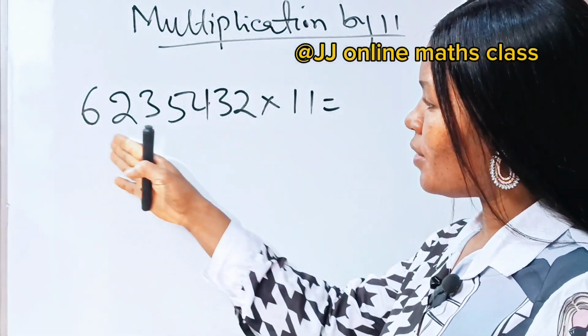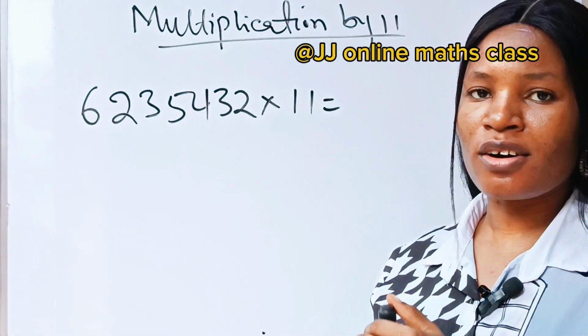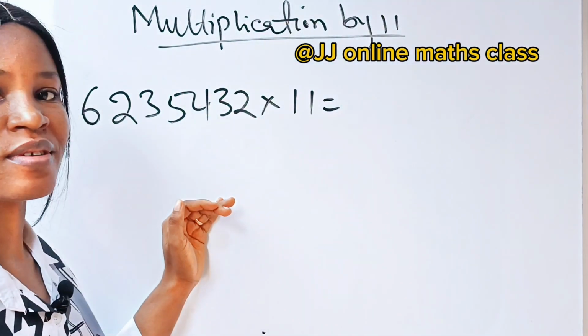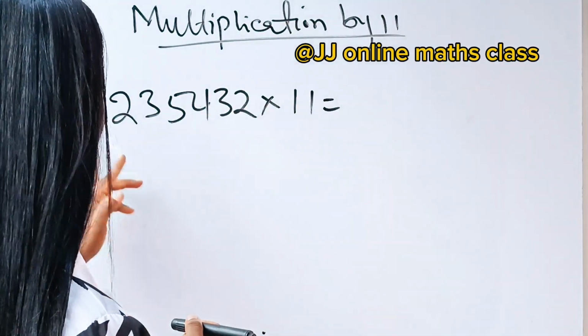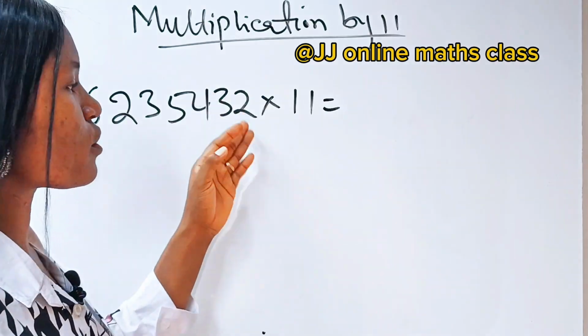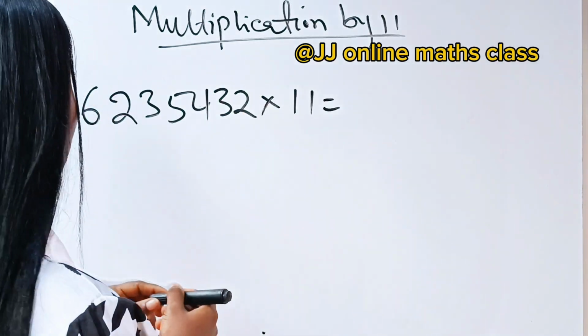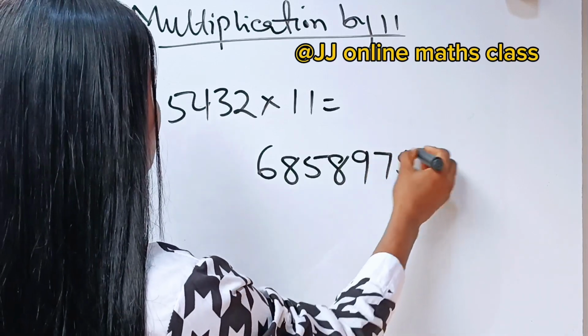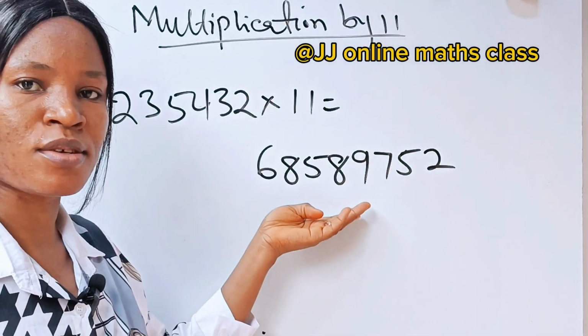If you are asked to solve this in seconds, how will you do that? I'll do that and show you the results in less than 5 seconds. 6235432 multiplied by 11 is 5899752. This is the solution.